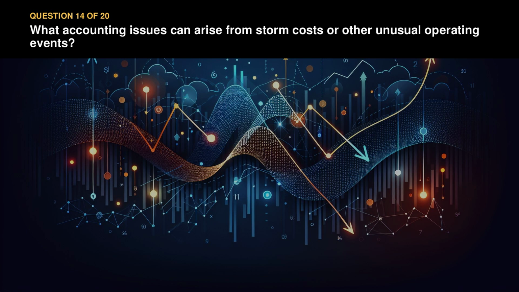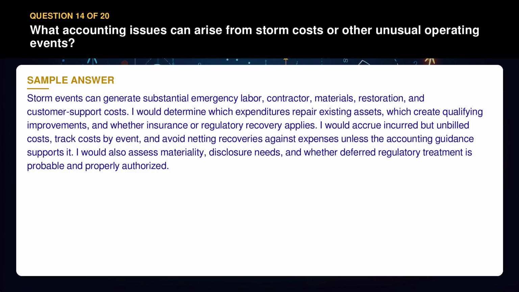What accounting issues can arise from storm costs or other unusual operating events? Storm events can generate substantial emergency labor, contractor, materials, restoration, and customer support costs. I would determine which expenditures repair existing assets, which create qualifying improvements, and whether insurance or regulatory recovery applies. I would accrue incurred but unbilled costs, track costs by event, and avoid netting recoveries against expenses unless the accounting guidance supports it.